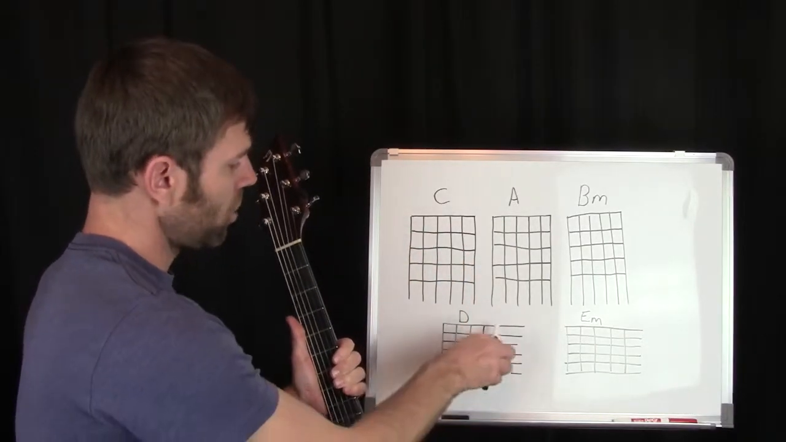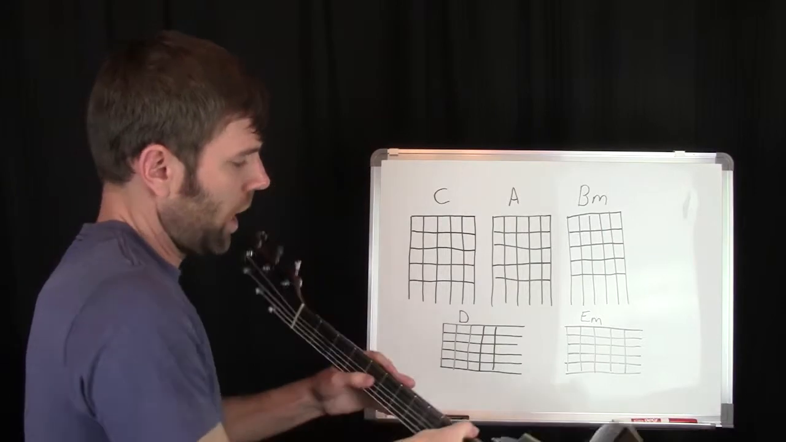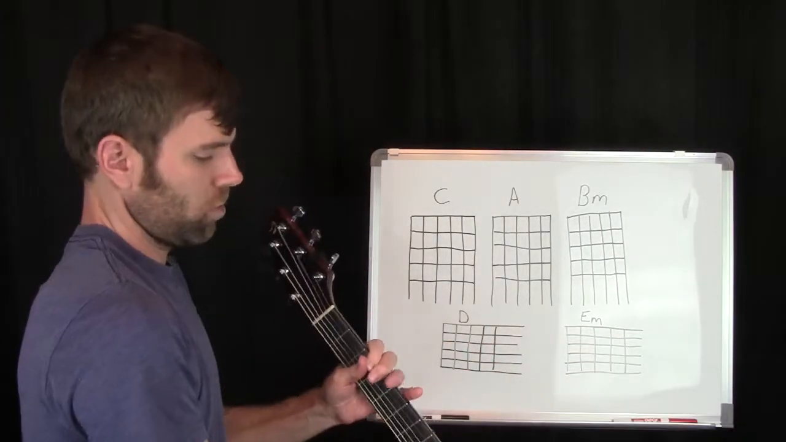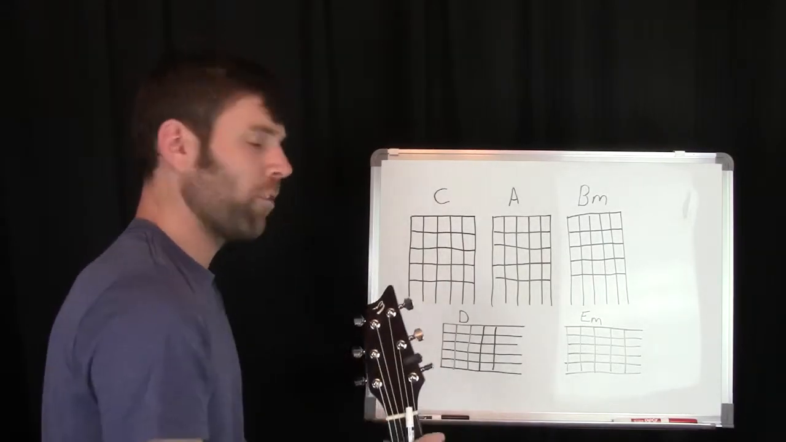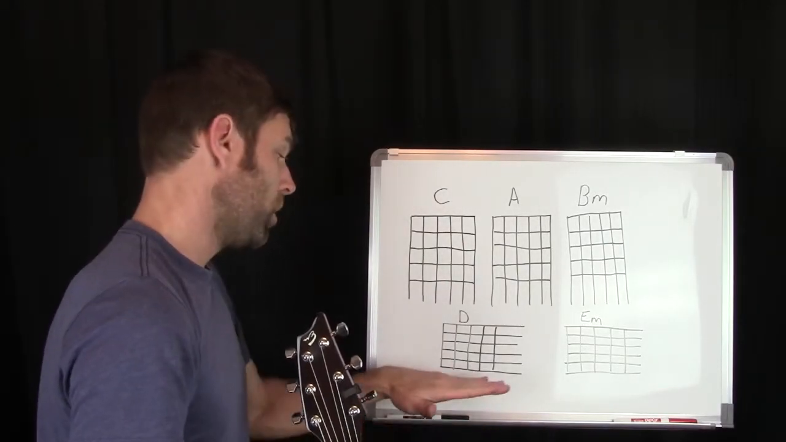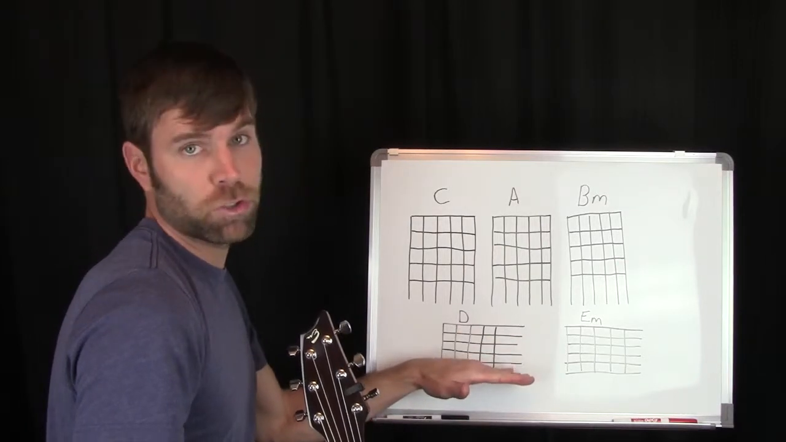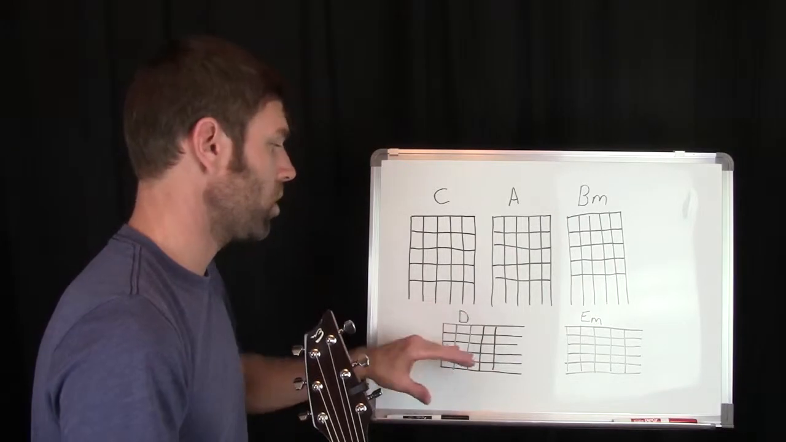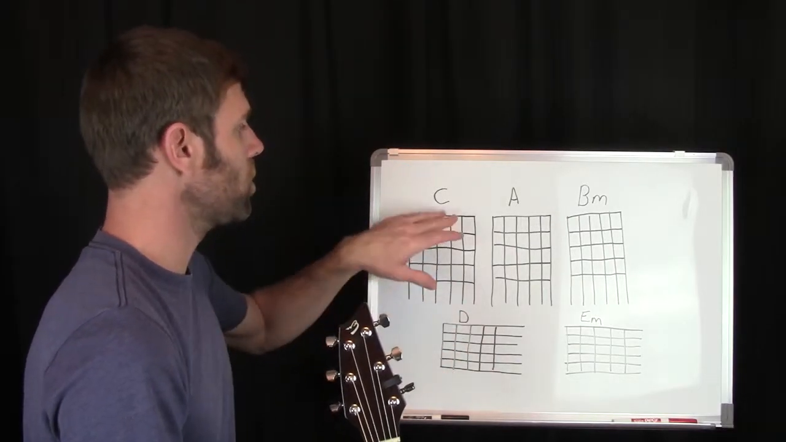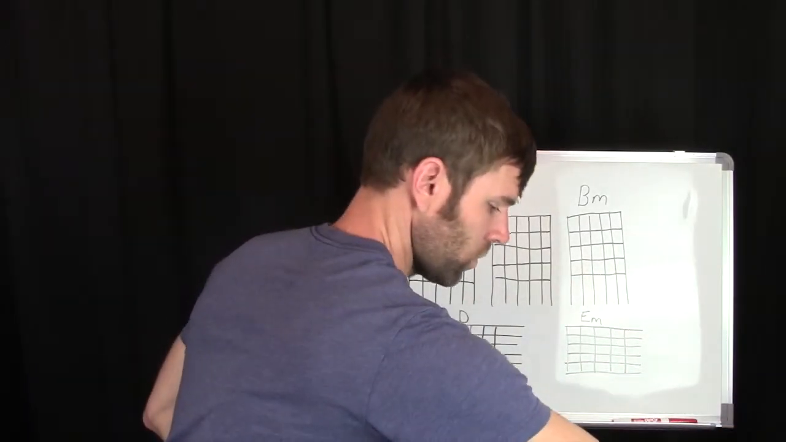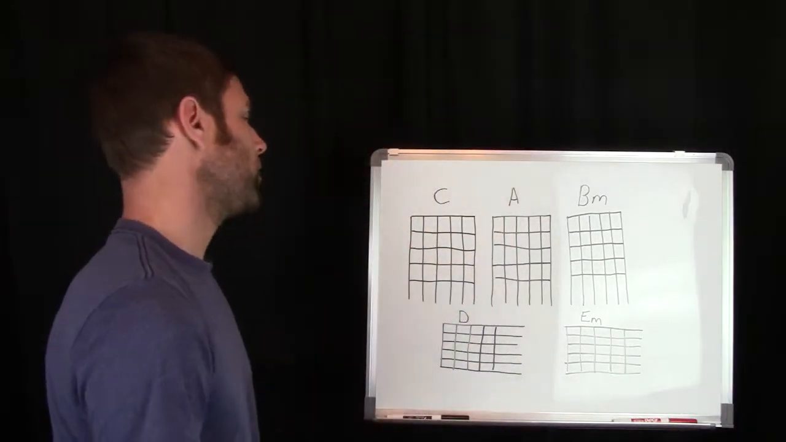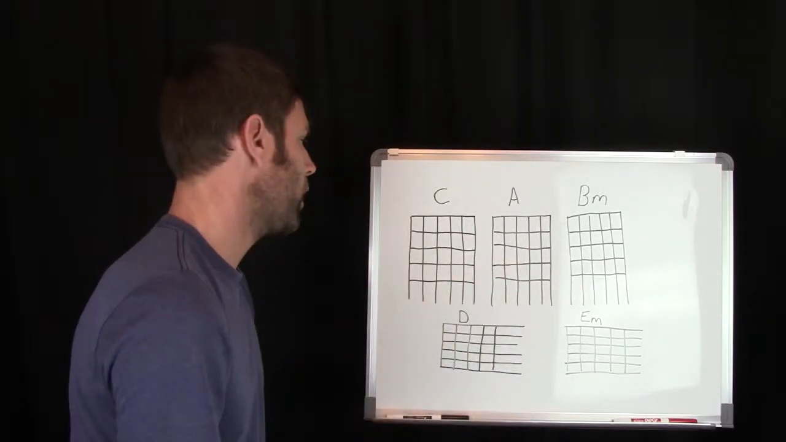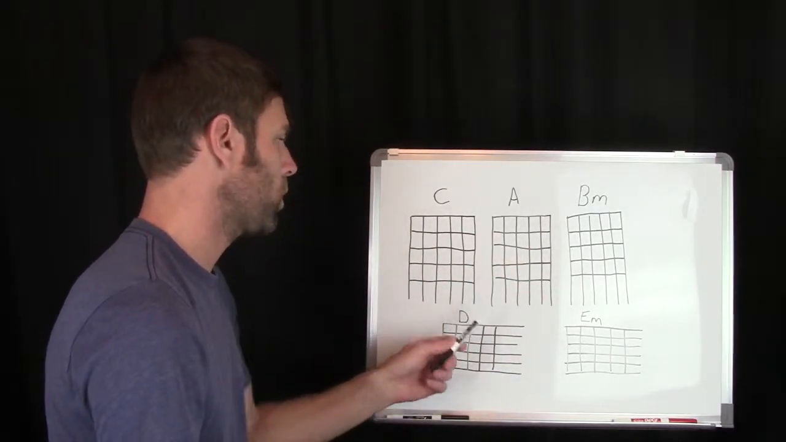Now on this bottom one here, you're looking at it like this. Much like whenever you're reading tab, the 6th string is closer to the ground, it's on the bottom. Same thing on a chord diagram when you see it turn sideways like this. But a lot of the time they're going to be up and down this way. So string 6, 5, 4, 3, 2, 1.